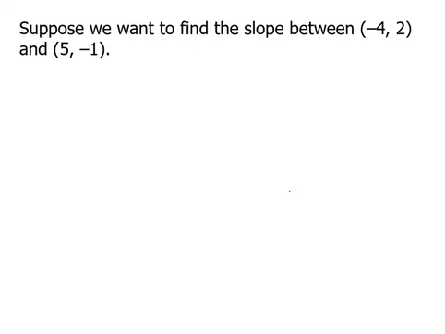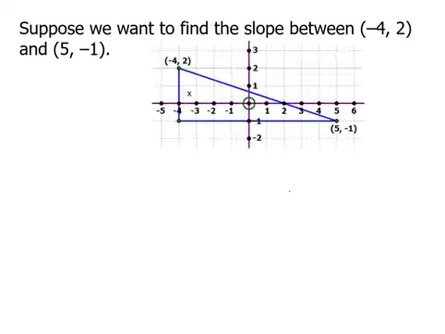Suppose we want to find the slope between (-4, 2) and (5, -1). Again, we draw the slope triangle. Again, the horizontal leg is the run, the vertical leg is the rise. Here, notice that the point on the left is higher. And so as we move from left to right, we actually have a drop. In other words, the rise is negative. We go from a height of y equals 2 down to y equals -1.